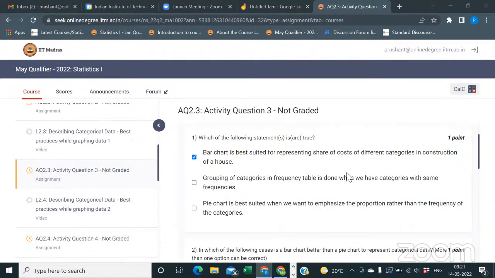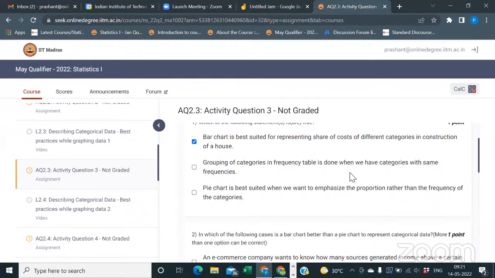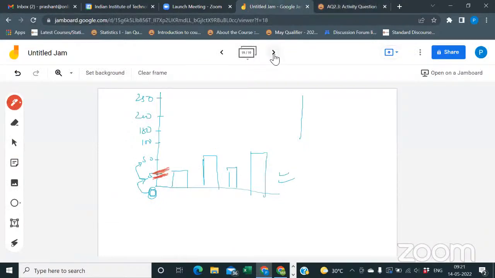So this is the... Can I ask a question on this? Yes, please. Sir, it's very confusing when to use a bar chart and when to use a pie chart. Can you please explain? Okay.